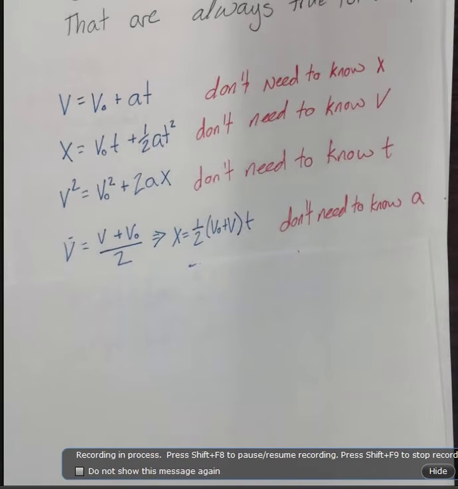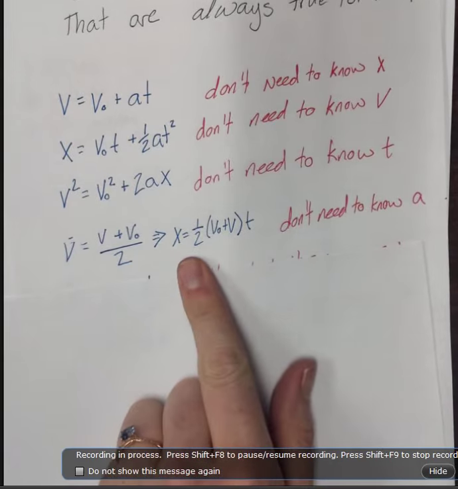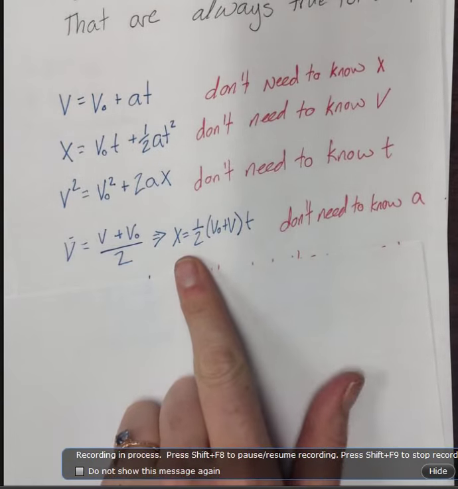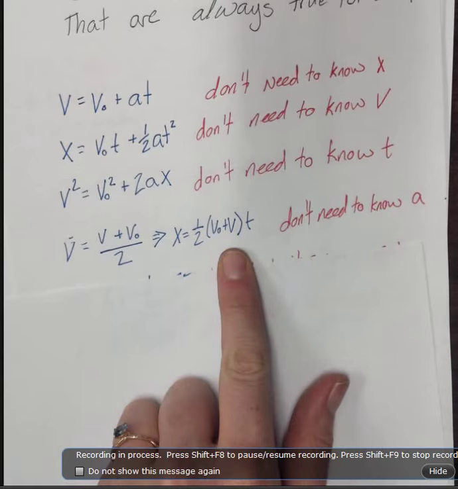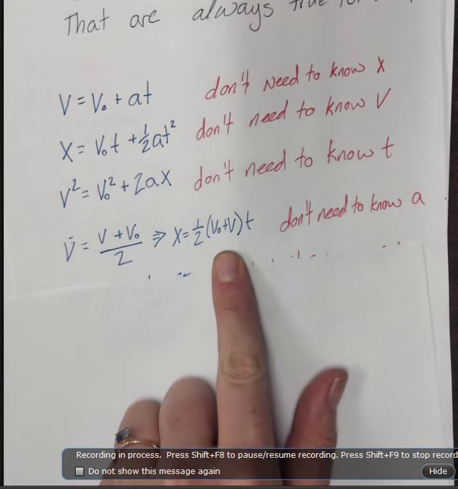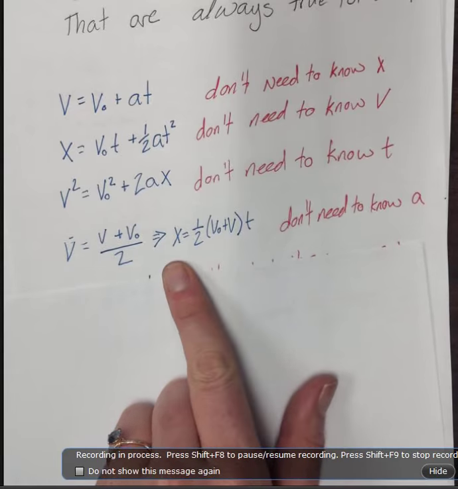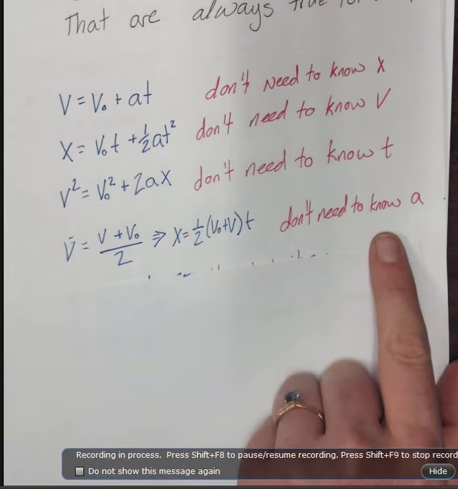This is another situation where you can analyze the average velocity and the relationship between position and average velocity. This is the equation that I'm referring to here. If you know your initial and your final velocity and you know the acceleration was uniform, then this is the relationship between your initial and final velocity, time, and your position. You don't need to know acceleration in order to consider how this object moved in relationship to initial velocity, final velocity, position, and time.